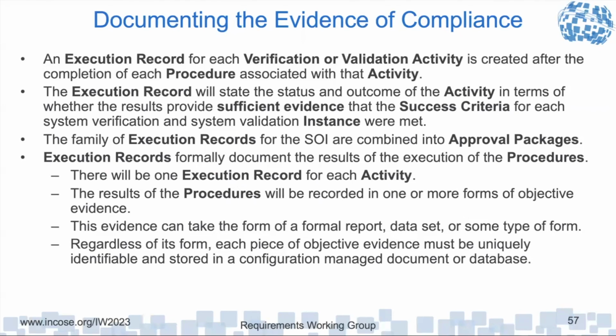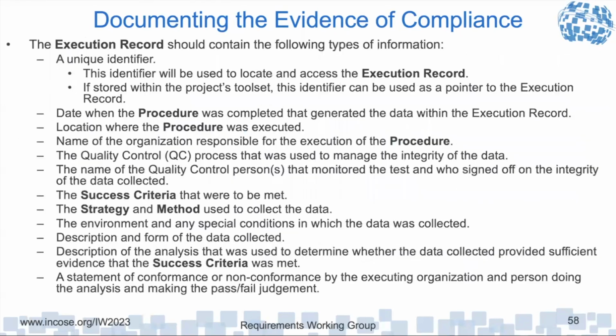And regardless of this form, each piece of objective evidence must be uniquely identifiable and stored in a configuration management document or database. So an execution record should contain the following types of information, and actually some kind of unique identifier, because there's going to be traceability of all this information. I'll talk about that a little bit more.